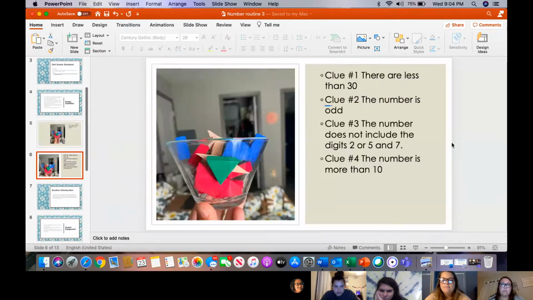So next, I'm going to give you these 4 clues, and I will read them off to you. And I want you to use these 4 clues and try to figure out how many objects are in the cup. So the first clue is there are less than 30. Clue number 2, the number is odd. Clue number 3, the number does not include the digits 2, 5, and 7. Oh, dang, I wrote that wrong. Clue number 4, the number is more than 10. So just take a minute, and read through the clues and figure out how many objects are in the cup.